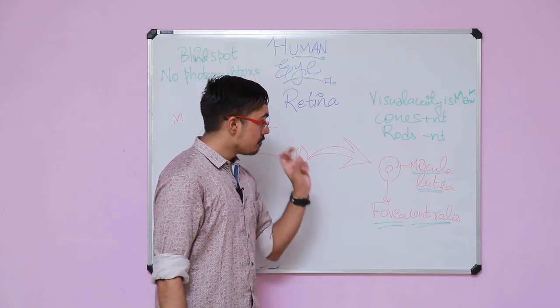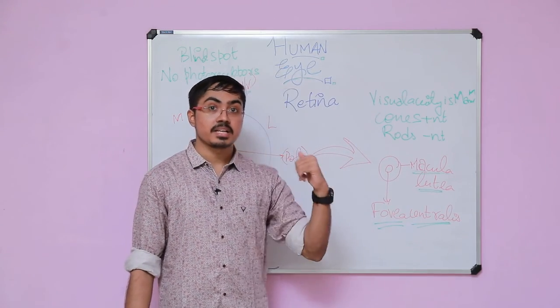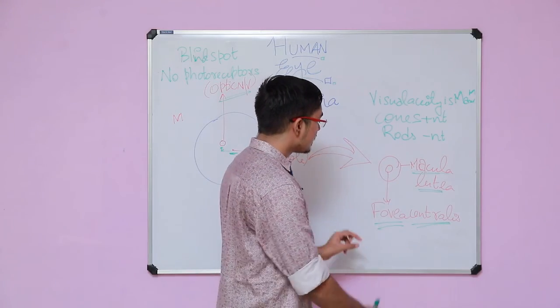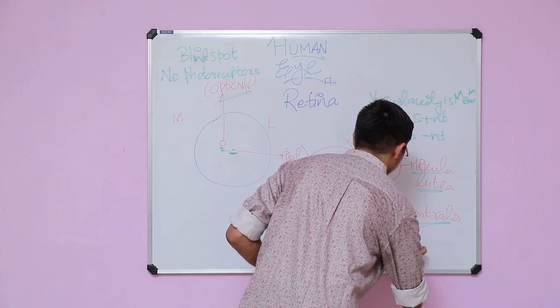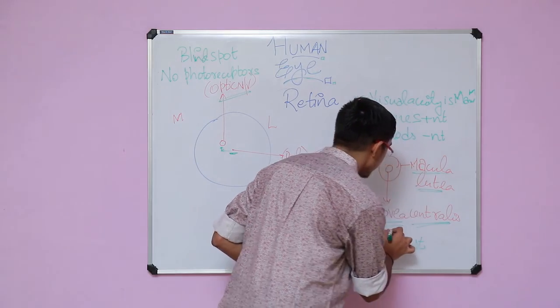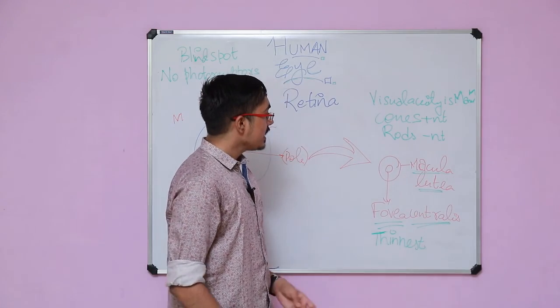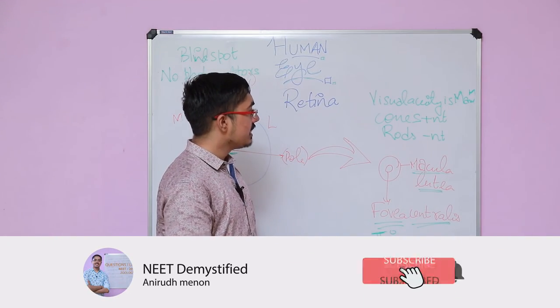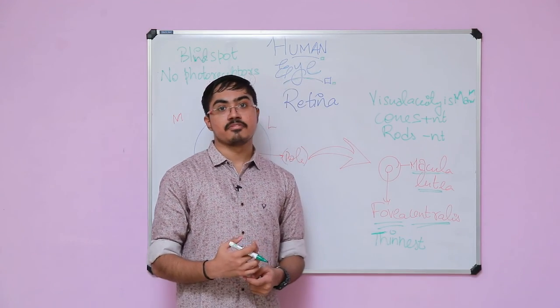And remember one more point here, that since this is a depression in the surface of retina, this is the thinnest point of the human eyeball. So the thinnest part of the human eyeball, or thinnest part of retina, is the fovea centralis. Right. So with this, I think I have completed everything with respect to the structure of human eyeball. So let us go into the mechanism of vision after this.